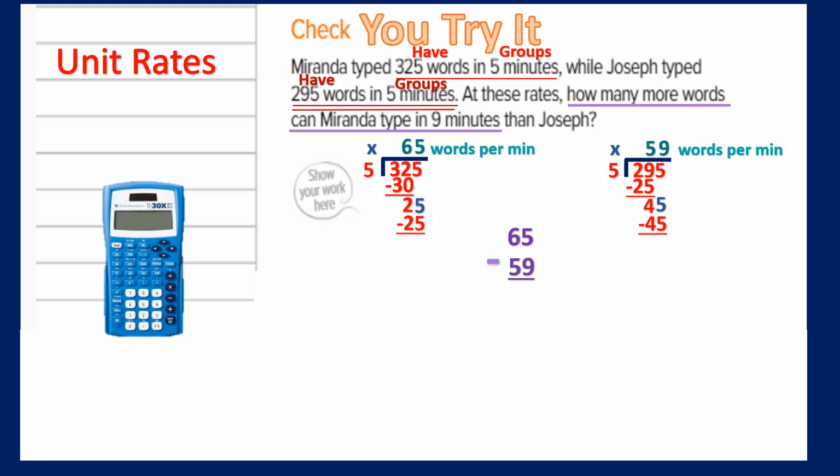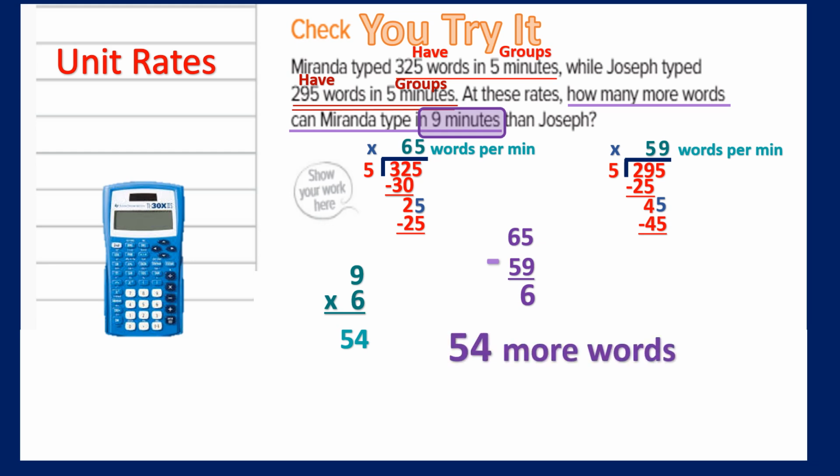So now we need to find what their difference is, right? I need to find out what the difference is in order to do the calculations for 9 minutes overall. So if we have 65 words with Miranda and we have 59 words with Joseph, the difference between them in a minute's time is 6 words. So how many more will Miranda then be able to type? So if I have in 9 minutes, how many more? Then we're going to multiply.